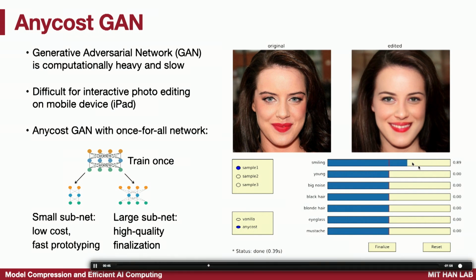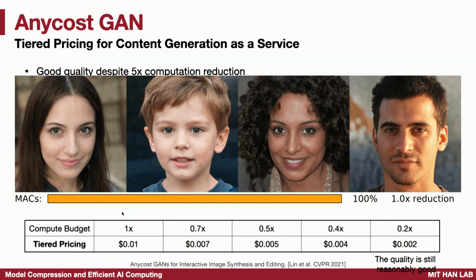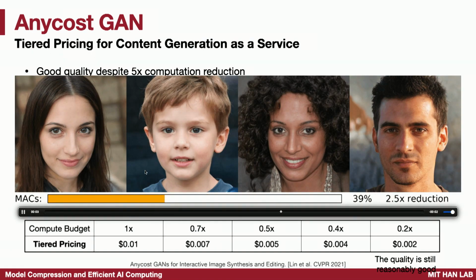We can make the lady smile by dragging the sliding bar to the right, or we can make her look younger by dragging the second bar, and it's taking only 0.4 seconds, an instant result. After the editing, when we feel comfortable, we can click the finalize button, which runs the full network, which shares the weights with the small network. As a result, we can drastically reduce the computing required for running this model from 100% to 59%, 39%, all the way to only 19%, but still give very high-fidelity generated figures.